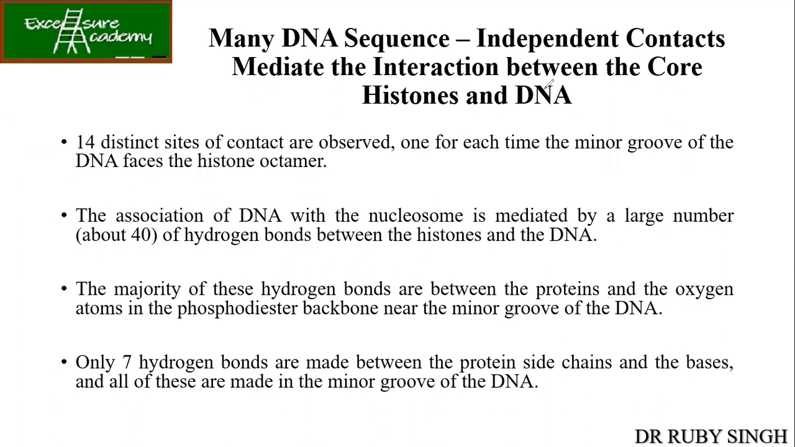Okay, so अभी तक हमने क्या पढ़ा, that there are the 14 contacts. ठीक है, and the association is between the minor groove of the DNA and the histone proteins. Okay, how many hydrogen bonds are formed? Around 40, and it is forming between the proteins and the oxygen from the phosphodiester bond. Okay, and that is which is present in the minor groove of the DNA.